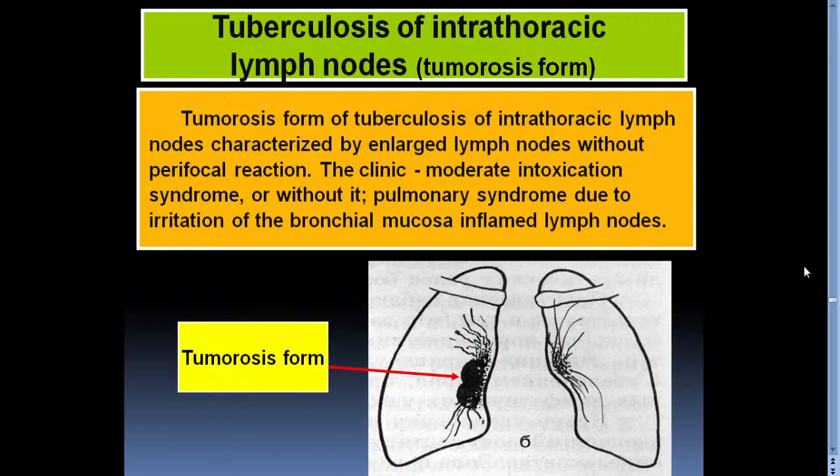The next form of tuberculosis of intrathoracic lymph nodes is named the tumorosis form, or tumor-like form, characterized by enlarged lymph nodes without perifocal reaction. That's why the process does not spread to the lung tissue around the lymph node. The clinic: moderate intoxication syndrome or without it. Pulmonary syndrome is due to irritation of the bronchial mucosa by inflamed lymph nodes.